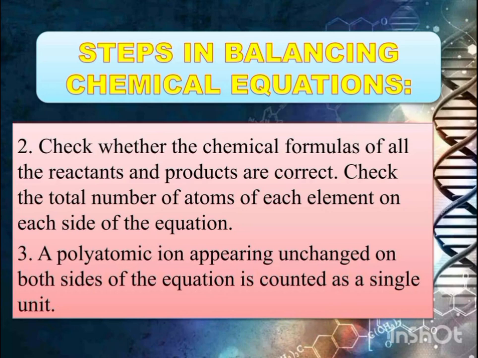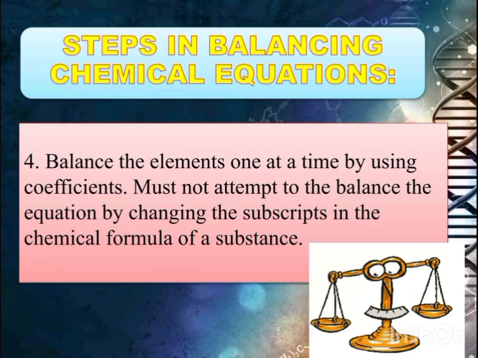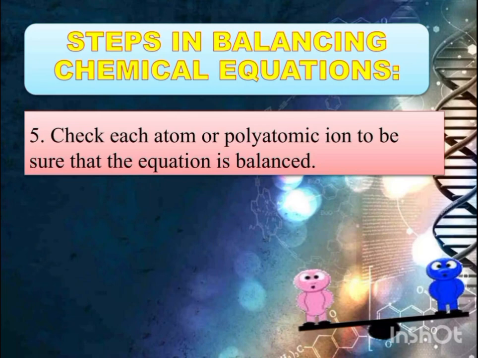So the left side must be equal to the right side, and if a polyatomic ion is being written, then it can't be changed on the other side of the equation, and the elements should be balanced one by one by multiplying the coefficients. But keep this in mind, the subscripts can't be changed, only the coefficients can be changed to balance. Now we'll check whether the atoms are balanced on both sides or not.